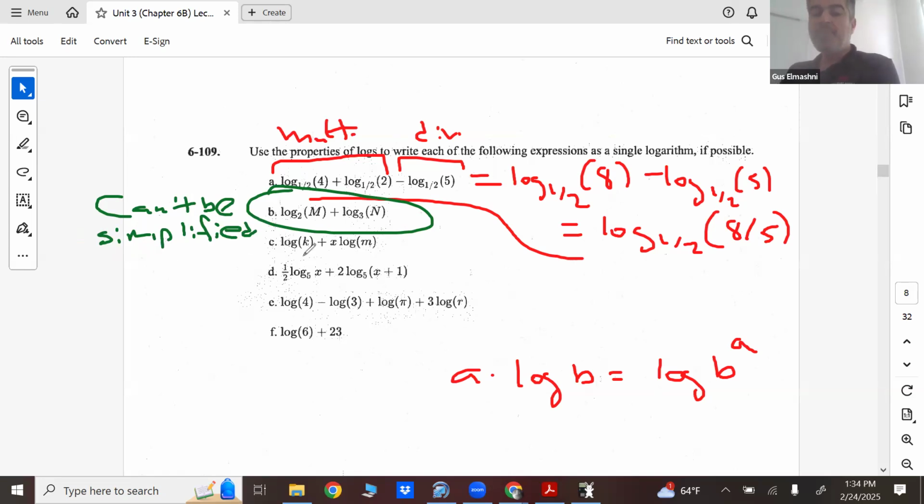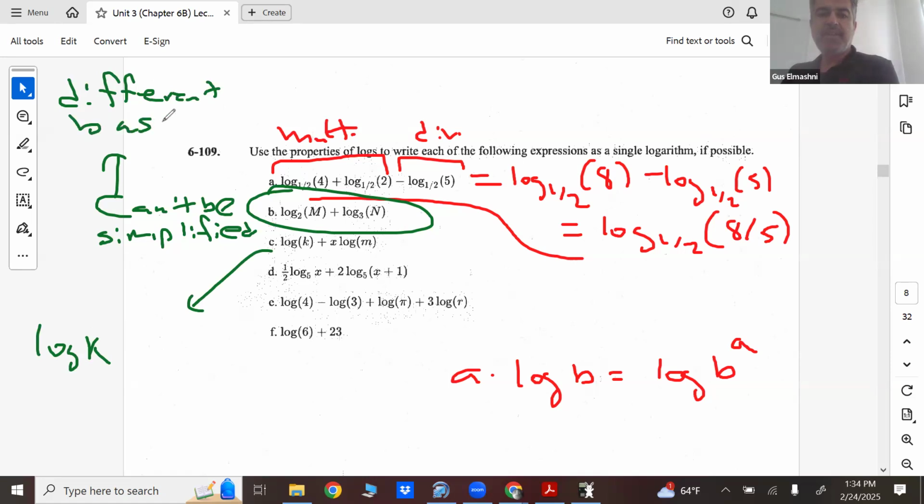Okay, for part C, however, you're going to do this. It can't be simplified because of different bases. I should have seen that. Thank you for catching that. I'm fine. So I guess you're fine too. All right. Anyway, you have this, right?